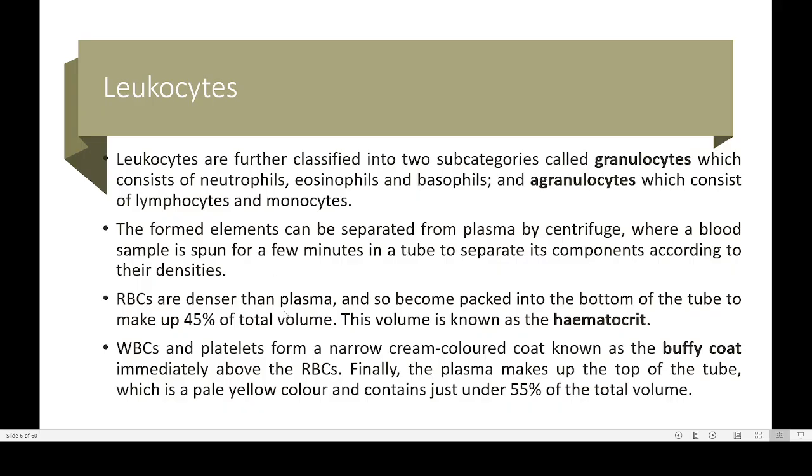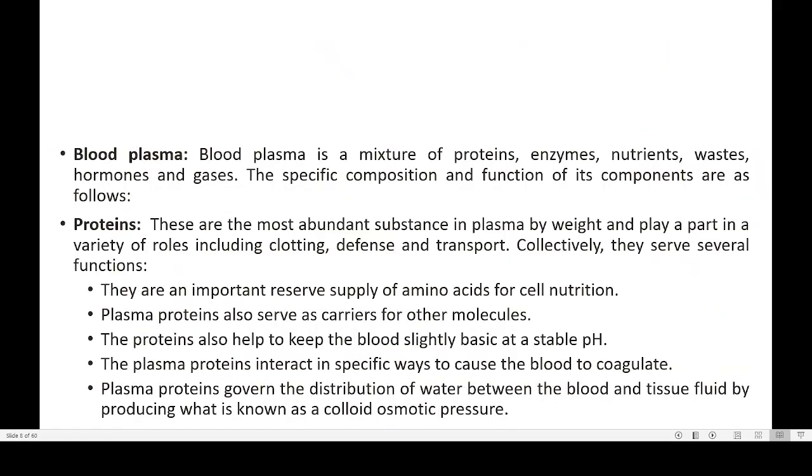So normally RBC will be constituting 45% of the total volume, and this volume is known by the name hematocrit. So what is the meaning of the word hematocrit? It is the volume found by RBC, or the volume found by the formed elements. So that will give you some idea regarding the presence and absence of many diseases.